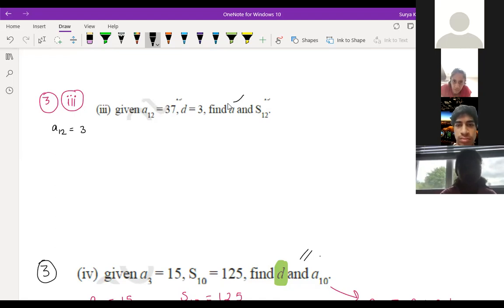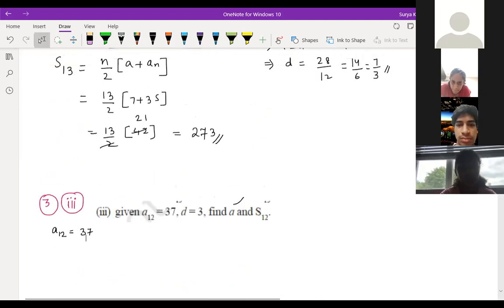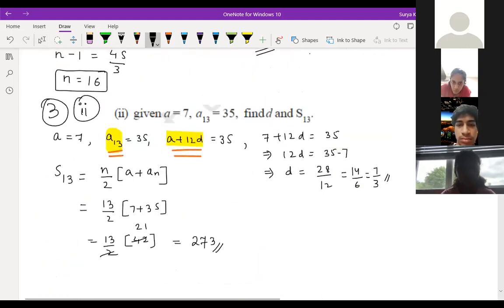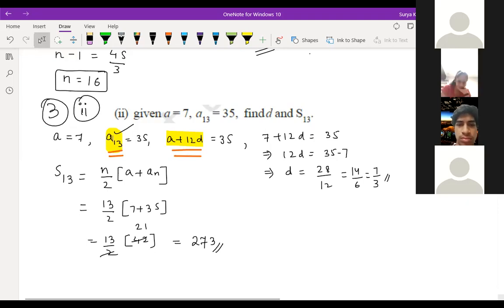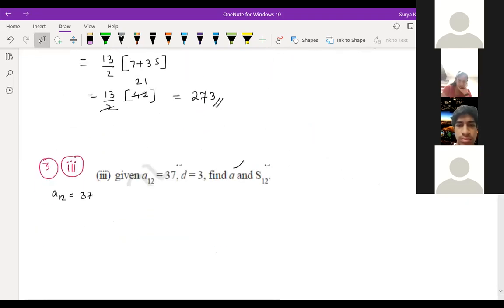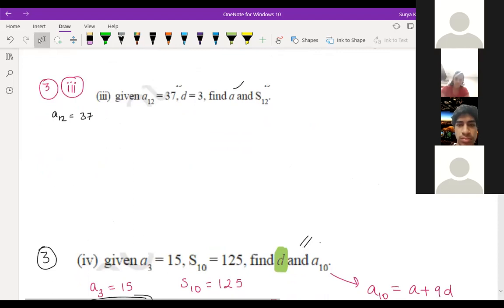Before we have used the concept, no? Ananya, see here. Before this question, we have used the concept. See, A13 is equal to what we have written here. Tell me, A plus 12D, right? Yes, sir. The same way for A12, what can we write over here? Tell me, Ananya. A12 can be written as A plus 11D. Can you understand this or not?